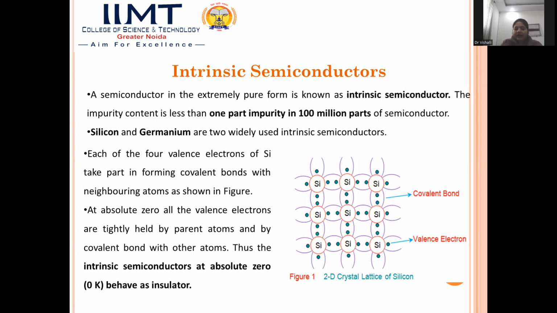Now, at absolute zero or at 0 Kelvin, all these electrons are in the covalent bond, or we can say they are tightly held by their parent atom. These are the parent atoms. So at absolute zero, all these valence electrons, all these 8 electrons, are tightly held in this covalent bonding by their parent atom. So there are no free electrons. We require free electrons for conduction. Because at absolute zero, no electron is a free electron. All the electrons are bonded in the covalent bonding and tightly held by their parent atom. So that is why intrinsic semiconductors are insulators. They behave as an insulator at absolute zero.